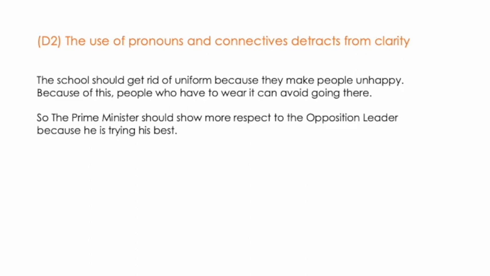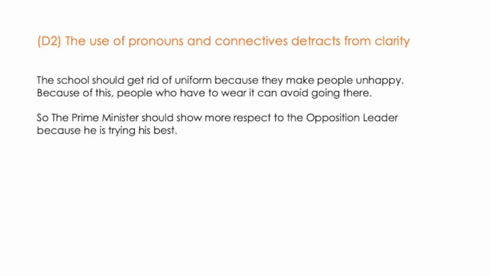I've also got this sentence here. So the Prime Minister should show more respect. Be careful when you start a sentence with what's called a connective or a conjunction. The word so implies that something has happened before this point. If that's not clear, then I'm not going to know exactly what this sentence is really all about. And this is just an example of the need for accurate, clear connectives. There is no previous sentence in this case, so the use of so as a connective doesn't make any sense.